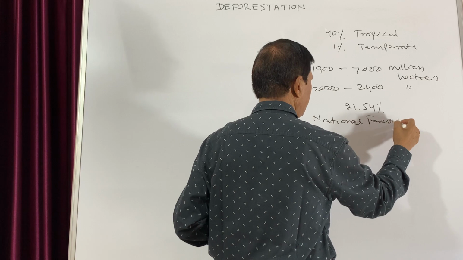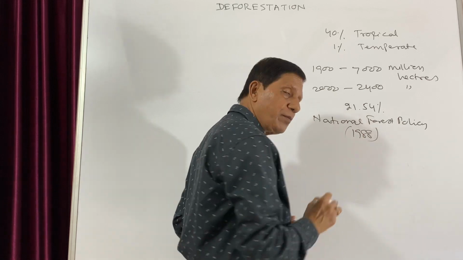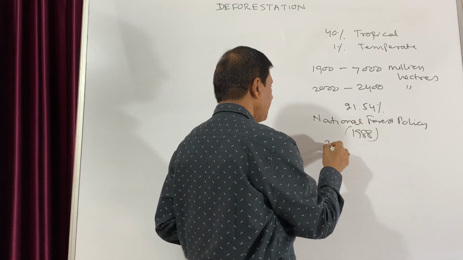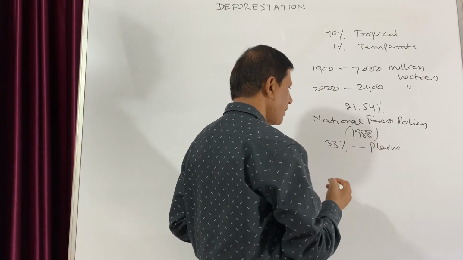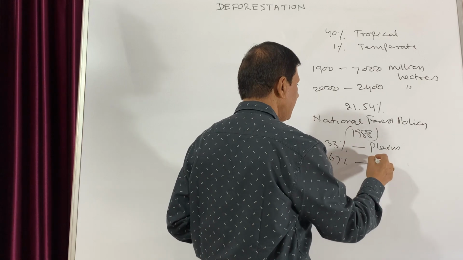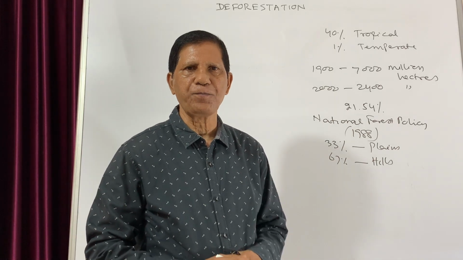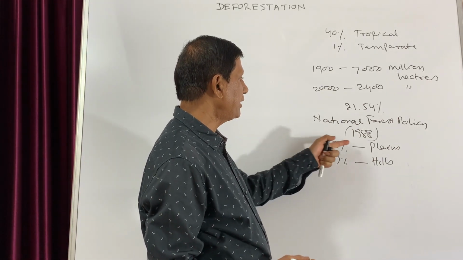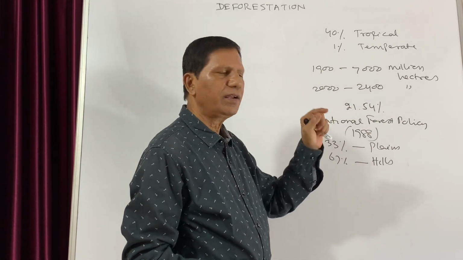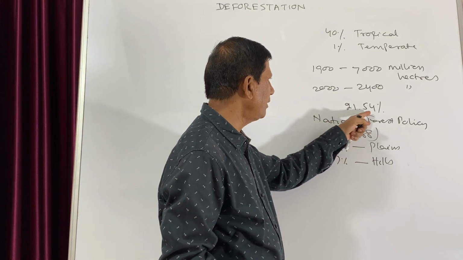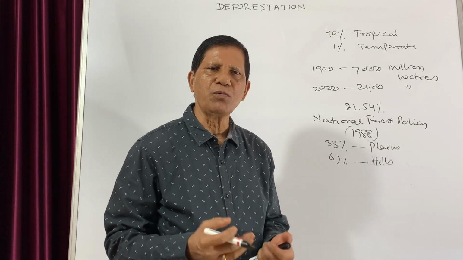National Forest Policy 1988 recommends that 33% in case of plains and 67% in case of hills should be covered by forest area. So instead of 33% in plains and 67% in hills, the entire forest area in the whole of India is only 21.54%. And this is the situation almost in most of the world.